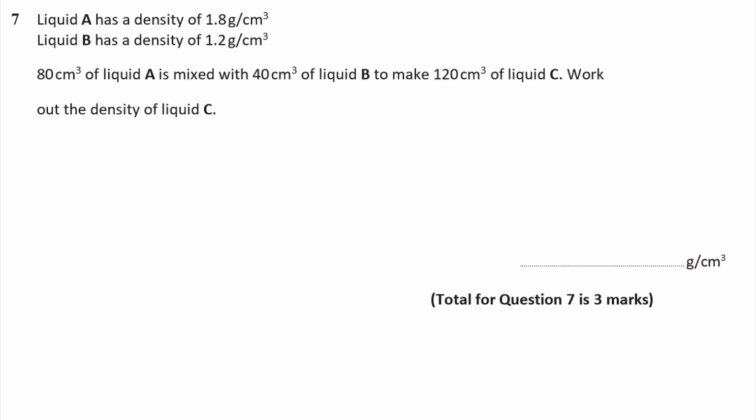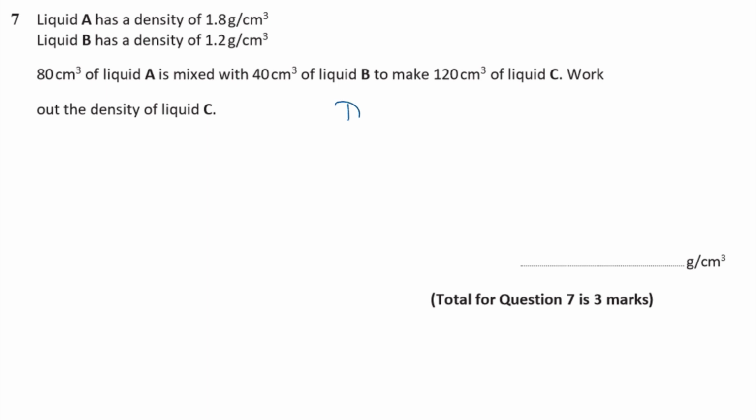Question 7. Liquid A has a density of 1.8 grams per cubic centimeter. Liquid B has a density of 1.2 grams per cubic centimeter. 80 cubic centimeters of liquid A is mixed with 40 cubic centimeters of liquid B to make 120 cubic centimeters of liquid C. Work out the density of liquid C. Okay, so density, let's just remind ourselves what density is.